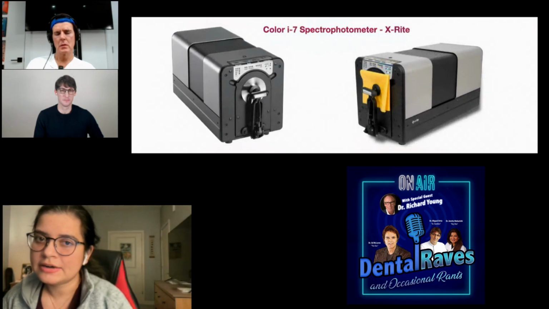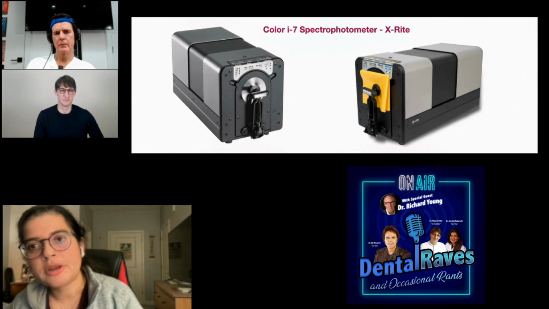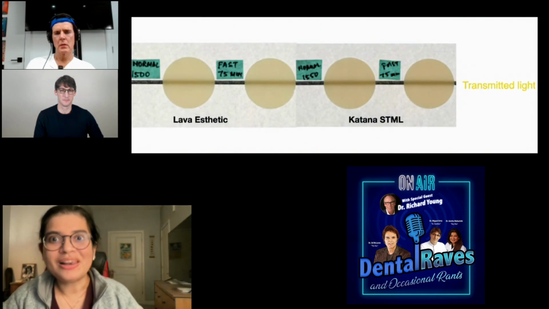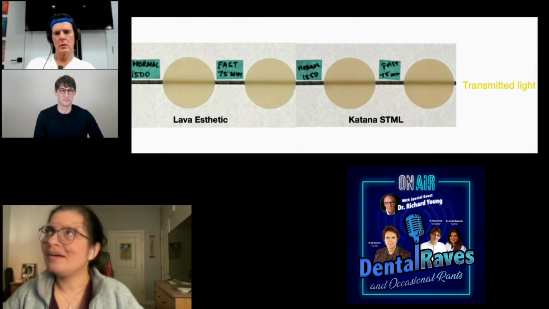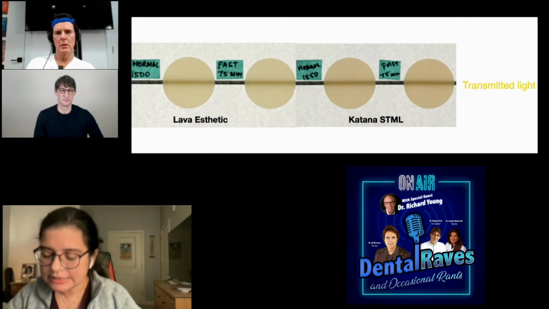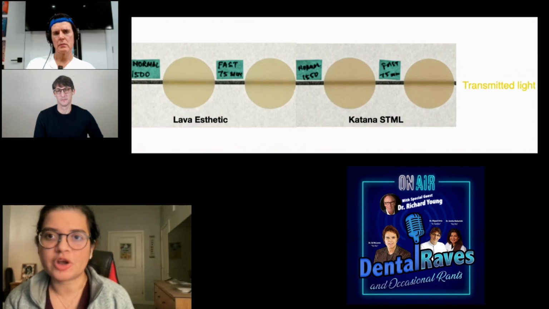We also tested color as part of this study and used a colorizer and spectrophotometer just to show you how each material can be different in chroma, although they are all A2s. That's another rant we will discuss in one of our next episodes: how every company has an A2 version of their material, but they all look different. And we've tested this consistently with our state-of-the-art spectrophotometers.